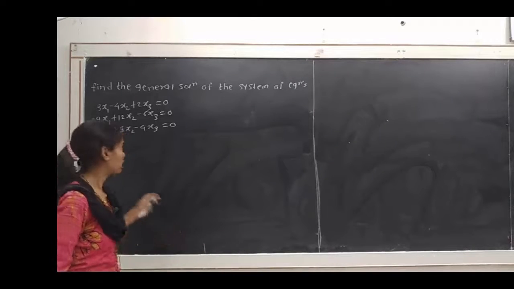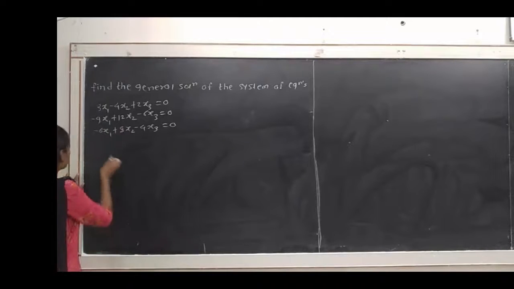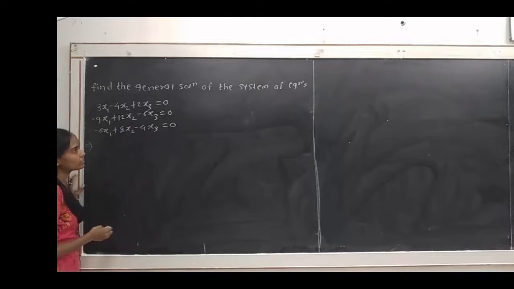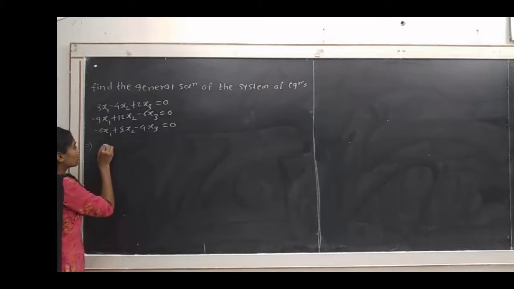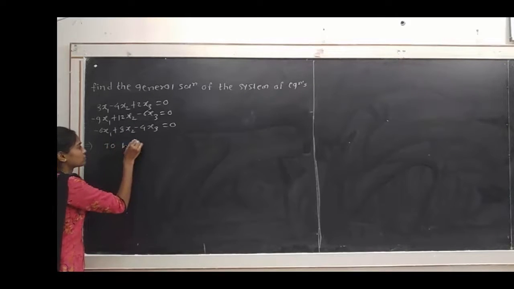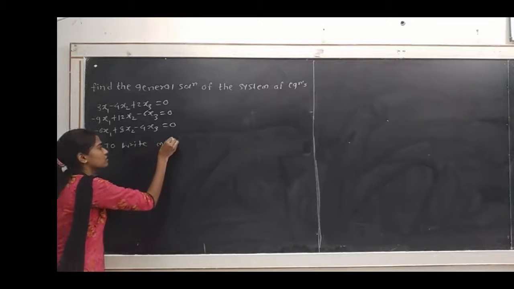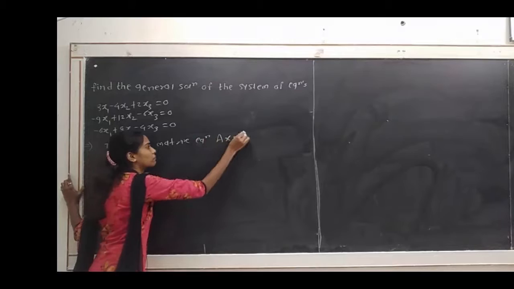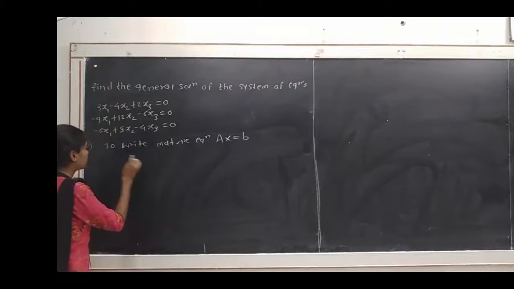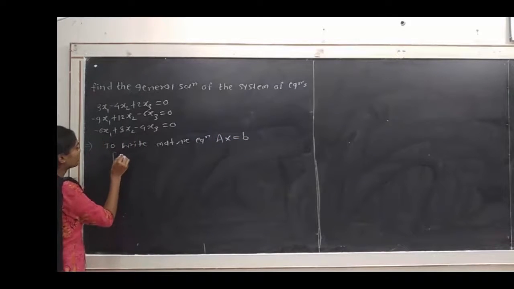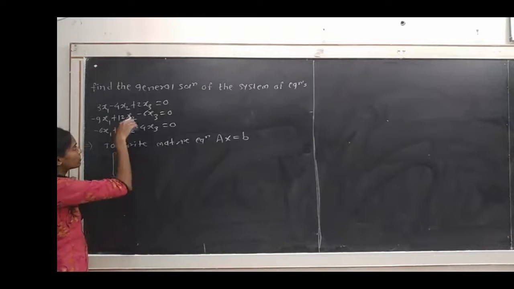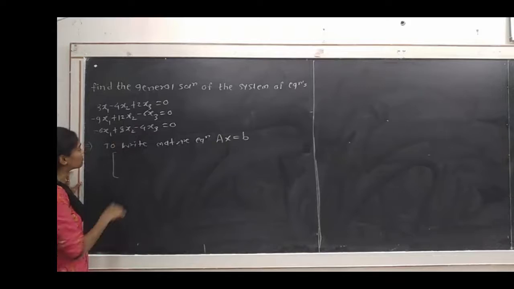So see here, I write the next system of equations. From that, first we have to write the matrix equation Ax = b. So we write the matrix equation. Here the number of equations is 3, so we get 3 rows, and the number of variables is also 3, so we get 3 columns in A.